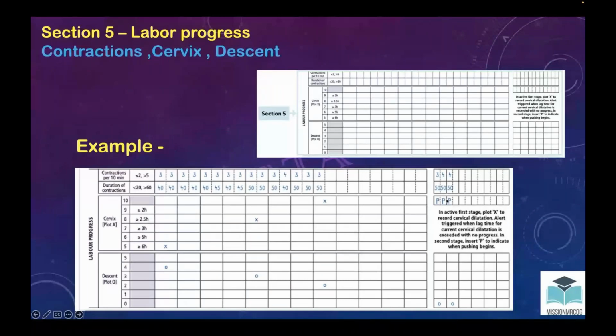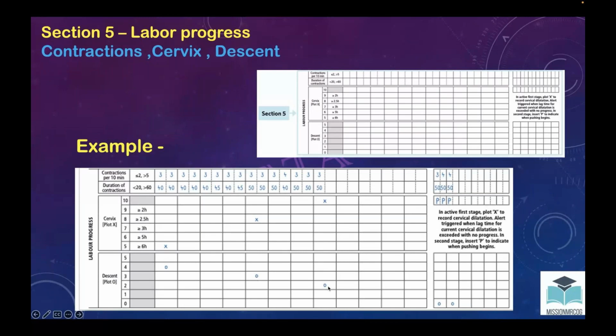Now this is descent. This is the way the head is descending. When PV is done here, the head was at 4 by 5, and when they did PV here after 4 hours, the head is descending, so it is 3 by 5, and here it is coming to 2 by 5.